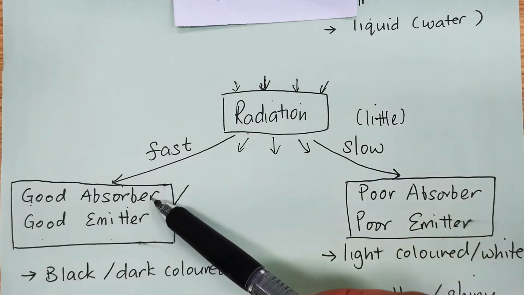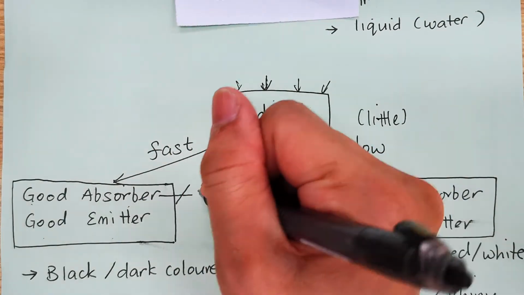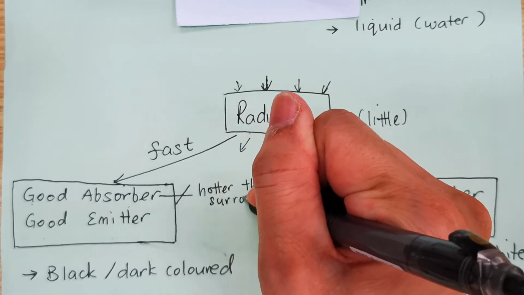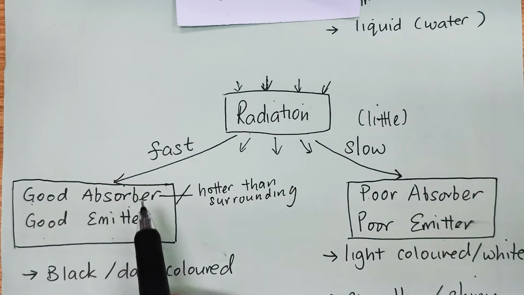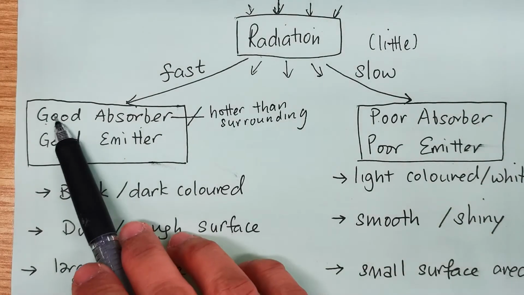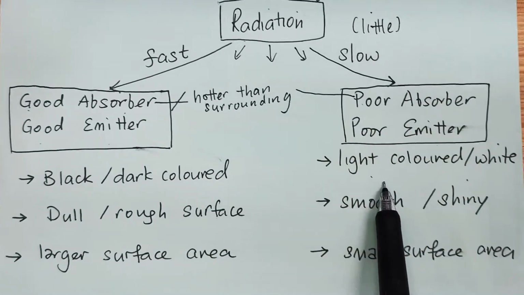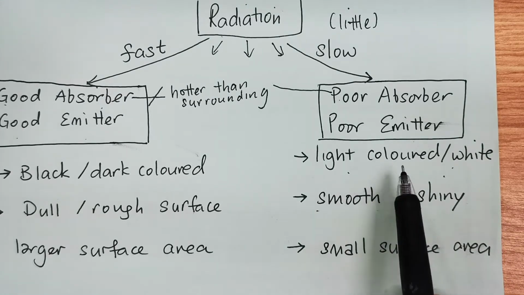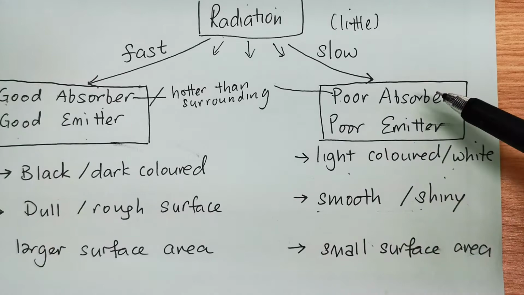So how do I know whether it is acting as an absorber or emitter? Well, if the object is hotter than the surrounding, then this object will absorb heat. If it's dark, rough, and has a large surface area, then we say it's a good absorber. But if the object is hotter than the surrounding and the color is white, the surface is shiny, smooth, and the surface area is small, these are all the attributes of a poor absorber.